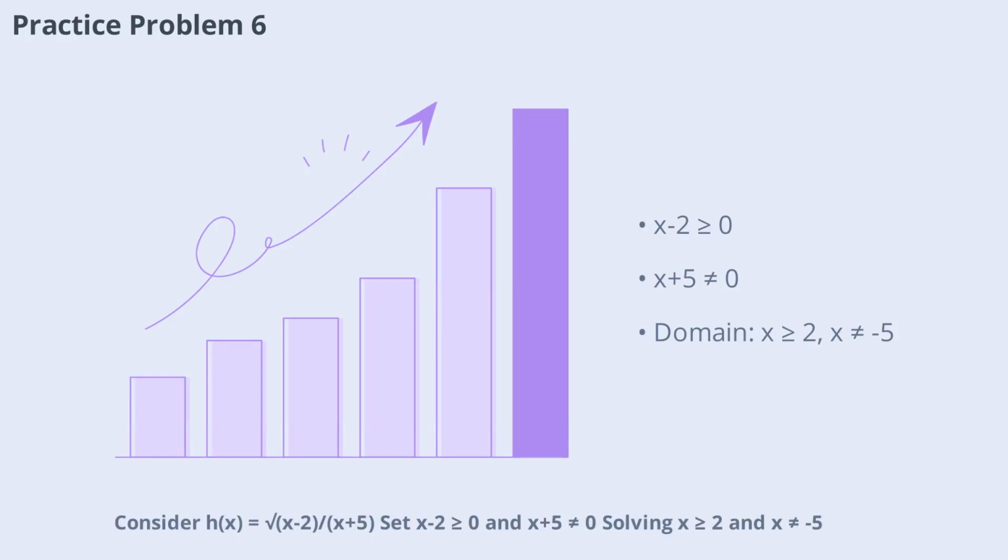Consider h of x equals square root of x minus 2 over x plus 5. Set x minus 2 greater than or equal to 0 and x plus 5 not equal to 0. Solving, x greater than or equal to 2 and x not equal to minus 5. The domain is all real numbers greater than or equal to 2 except x equals minus 5. Always combine all restrictions for the final domain.